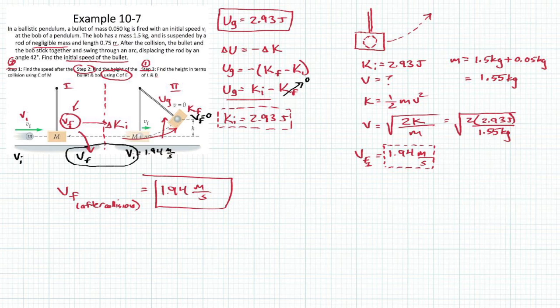And then in our final video, in part 3, we're going to use conservation of momentum. Now knowing what the velocity of the bullet and bob system is after they collided, we can use conservation of momentum to find out what the initial velocity of the bullet is, and that's what we're ultimately trying to find. So that's it, and I'll see you in the final and next video.